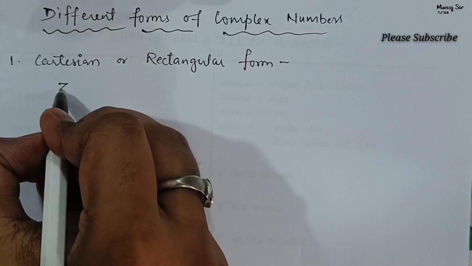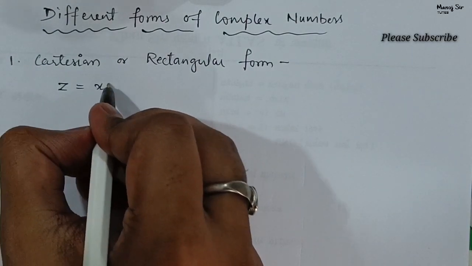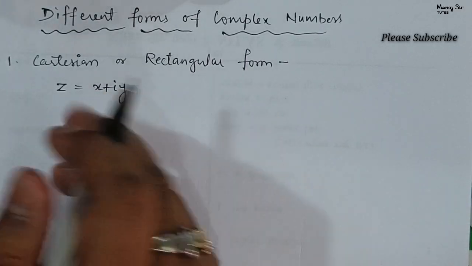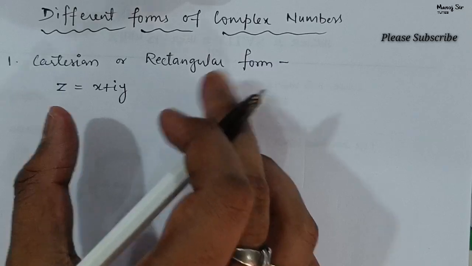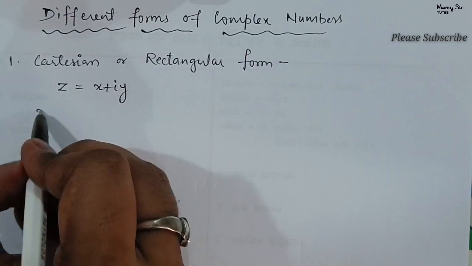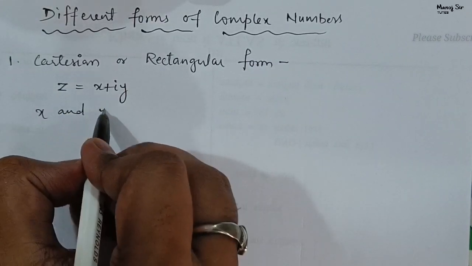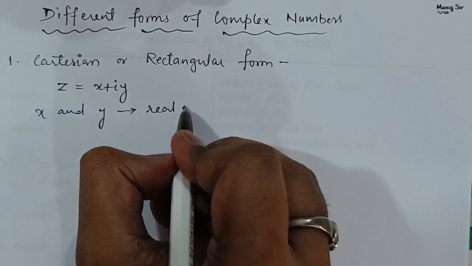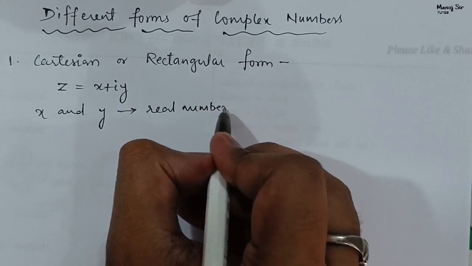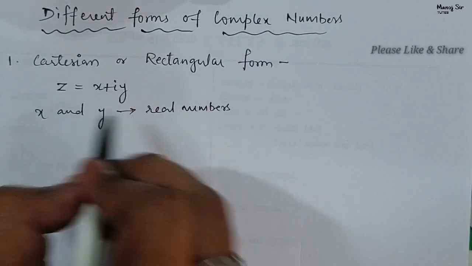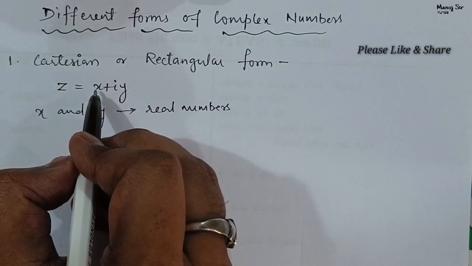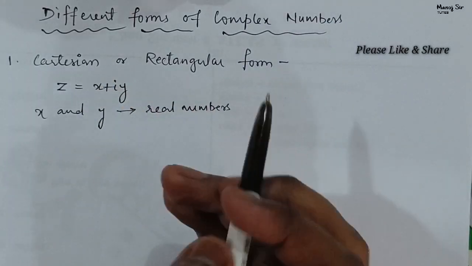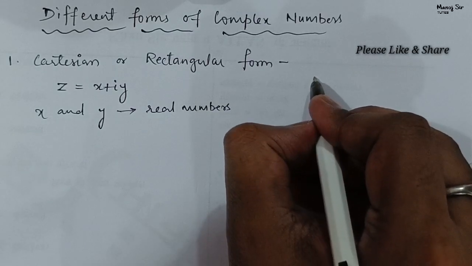We have z equals x plus iy. This form of complex number is called Cartesian form, or we can say rectangular form, where x and y both are real numbers. This part is the real part and this part is the imaginary part.